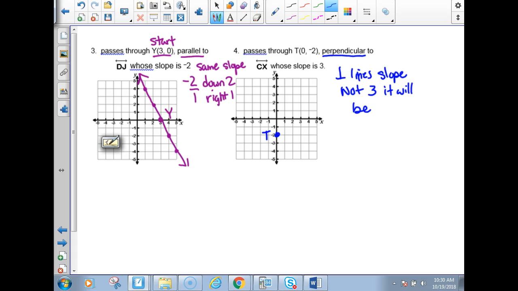How do you flip over a 3? It'll be 1 over 3. And then you also have to change the sign. So it's going to be negative 1/3. So that's going to be down 1, right 3. So from here, we're going to go down 1, right 1, 2, 3. I can't do that again. So I just think about it in reverse. Go back to T, reverse down 1, right 3 to up 1, left 1, 2, 3. And I can only do one more point, so I'm going to go ahead and sketch my line.